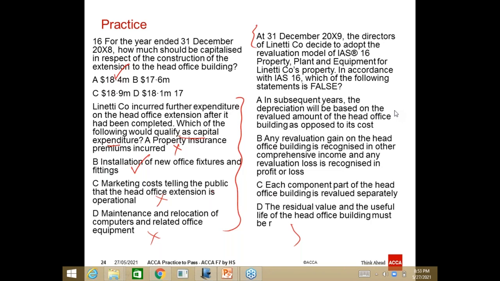Custom duties, yes. Customs duty means any sort of taxes that you have to pay which is not refundable, like sales tax is sometimes refundable. So if the taxes are not refundable and have to be incurred in order to buy the asset, then it should be capitalized.